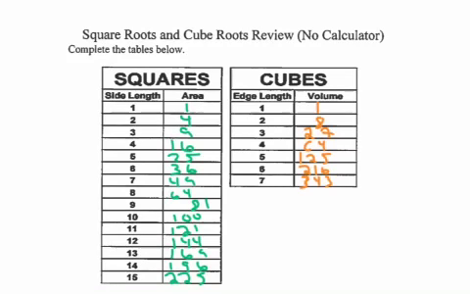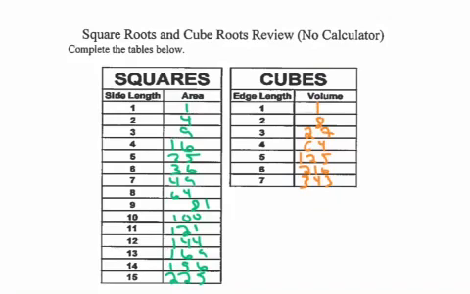All right, everyone, we are going to start to review for our test that is approaching. The first thing I hope that you already did was complete your square root and cubed root table that I have listed. Remember, this table in green is for the squares when you find the area of a square, and the table in orange is when you find the volume of a cube.